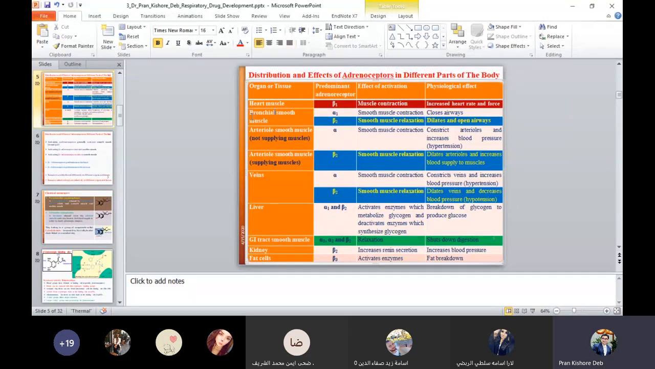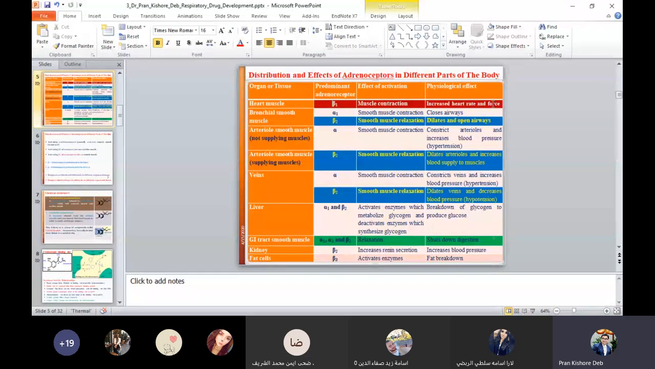You need to remember. Now, secondly, the bronchial smooth muscle contains both alpha 1 and beta 2 receptors. When you stimulate alpha 1, it causes smooth muscle contraction, whereas when you stimulate beta 2, it causes smooth muscle relaxation. Contraction of smooth muscle will result in closing of the airways, and relaxation of the smooth muscle will cause dilating and opening of the airways. So what you need to remember and observe here: two receptors, beta 1, which is present in the heart, and beta 2, which is present in the airways. The stimulation of beta 2 causes relaxation, whereas stimulation of beta 1 causes contraction and increases the heart rate and force.